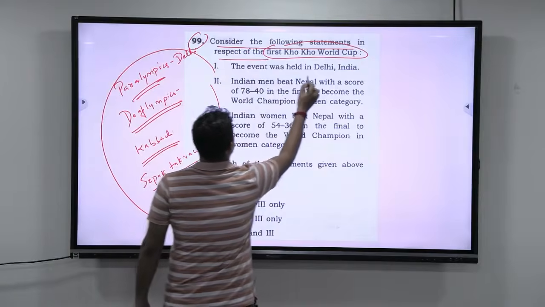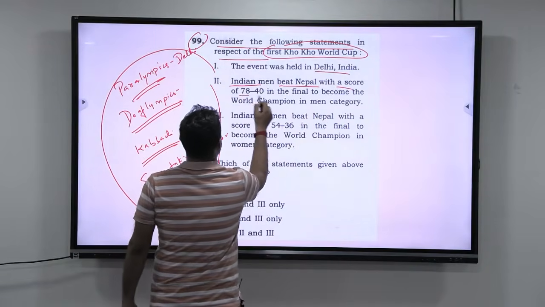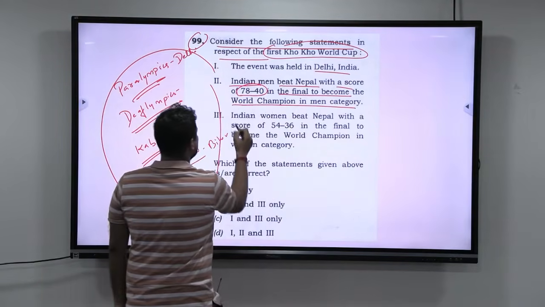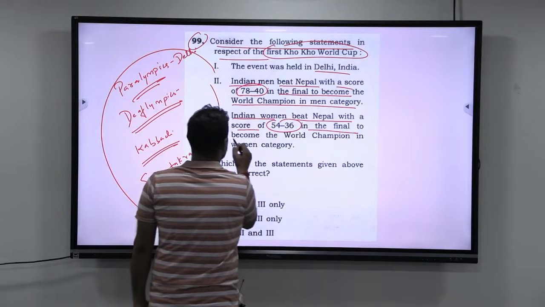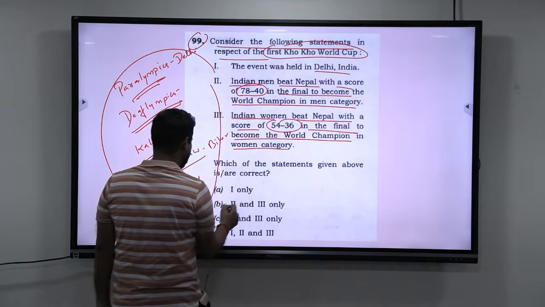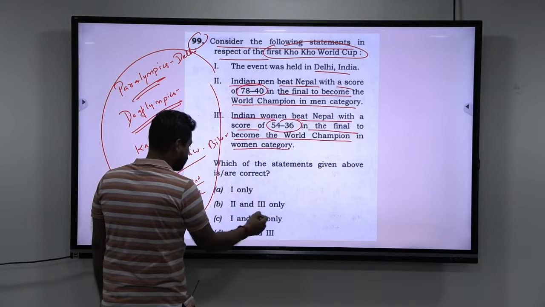1. The event was held in Delhi, India. 2. Indian men beat Nepal with a score of 78-40 in the final to become the world champion in the men category. 3. Indian women beat Nepal with a score of 54-36 in the final to become the world champion in the women category. Which of the statements given above are correct? A, 1 only; B, 2 and 3 only; C, 1 and 3 only; D, 1, 2 and 3 only.